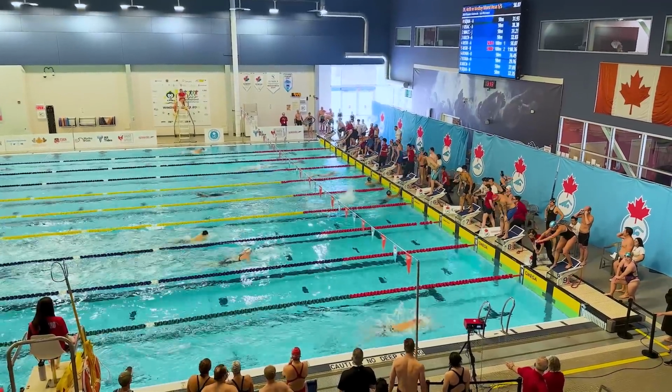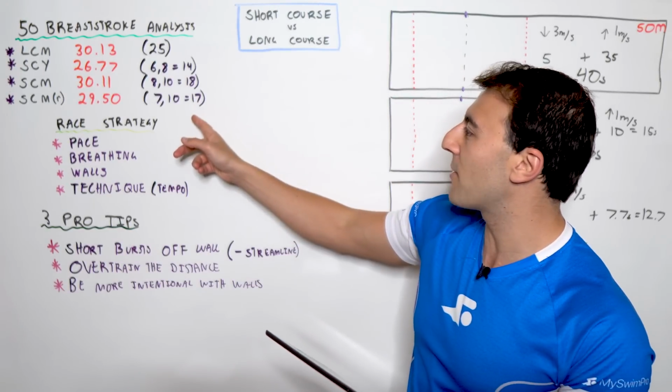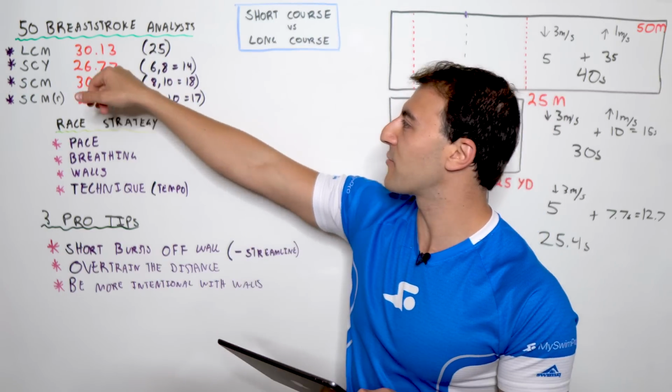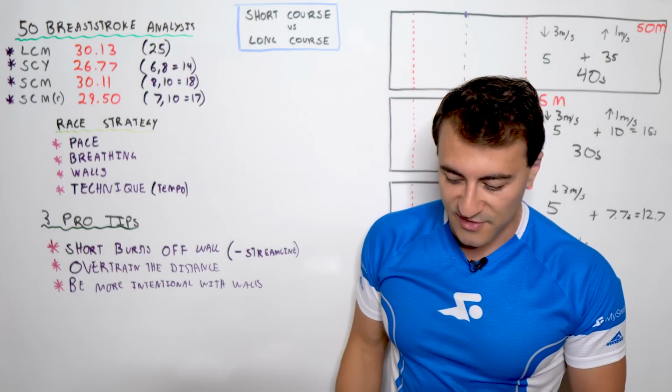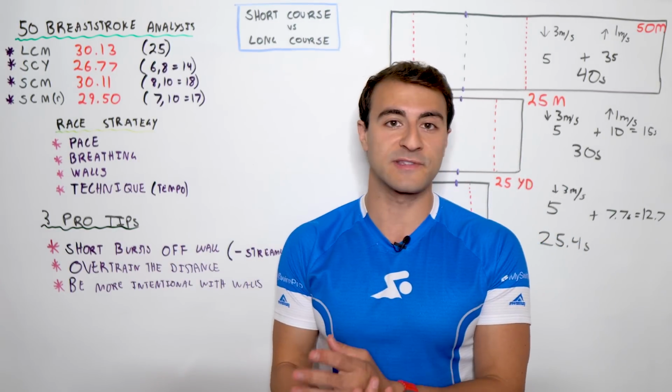And I come into the finish, I took 10 strokes easily there, and that was 17 strokes, and I split a 29.5. That swim was a little bit more in line with my 26.7 and a little bit better than my 30.1. All that goes to show is how much of a difference it makes when you swim in a 25 meter pool versus a 50 meter pool.